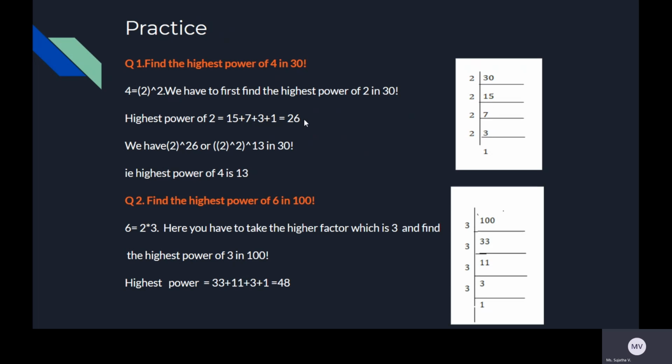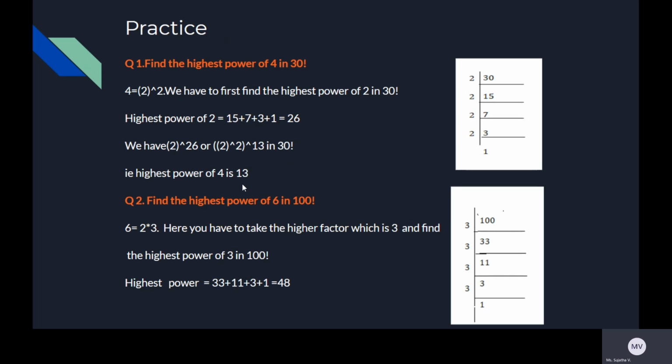So what do I get? I get 26 here. Okay, this is not the answer. This is only the highest power of 2, but I need the highest power of 2 square. So let us map this to 2 square. 2 raised to 26 can be written as 2 square raised to 13, isn't it? So what is the highest power of 2 square, or the highest power of 4? It is 13. So your answer is 13.